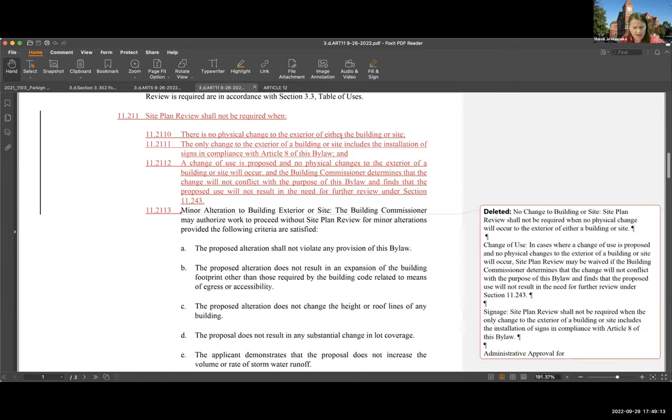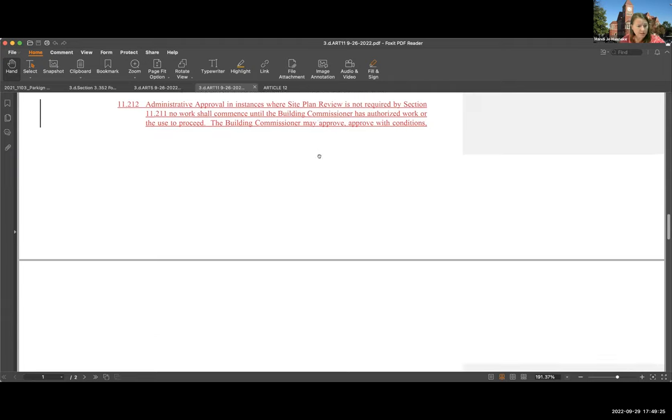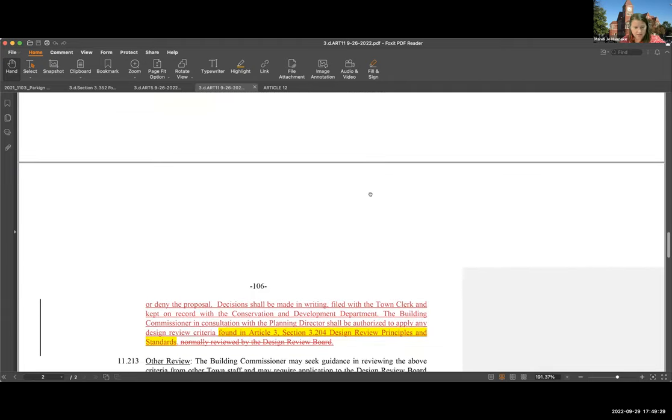My bigger concern is with the language highlighted in yellow, found in Article 3, Section 3.204, Design Review Principles and Standards. If I've read the design review section correctly, that section in theory only applies to the BGBL areas within 150 feet of the common and town-owned buildings. But when you add this language in here, are we now saying we're going to add it so that it can apply to BN, BVC, COM, all these other areas in town that it wasn't originally written to apply to? Am I reading that right? That it essentially means design criteria will now be applied outside of what the DRB's limited purview was?